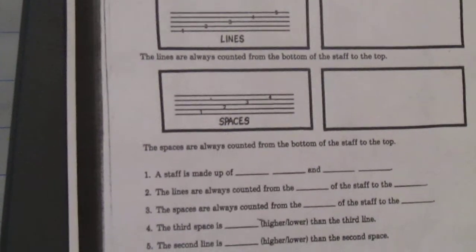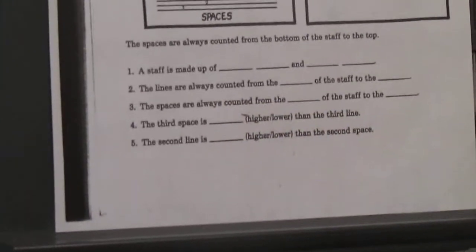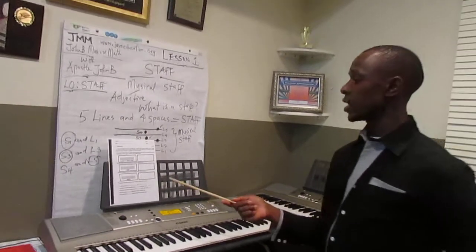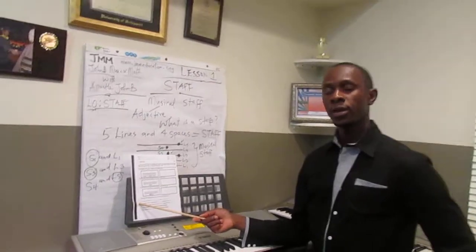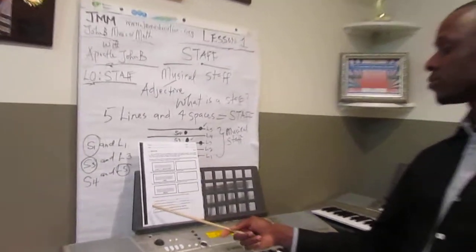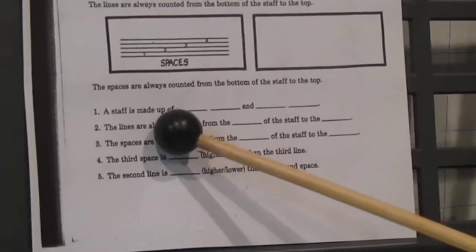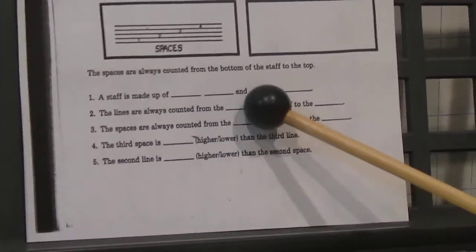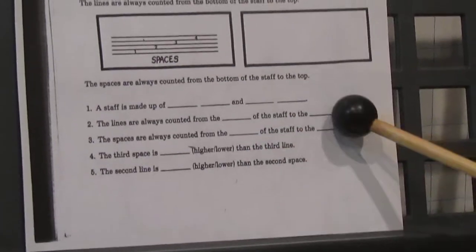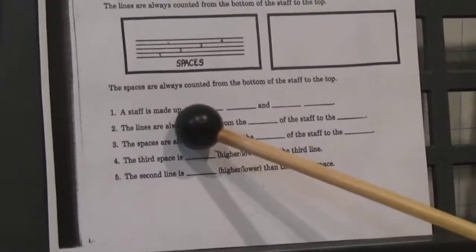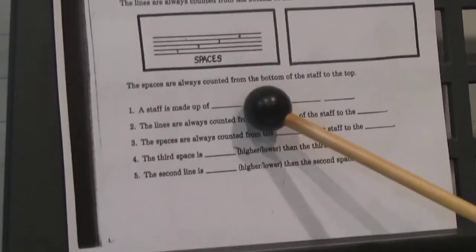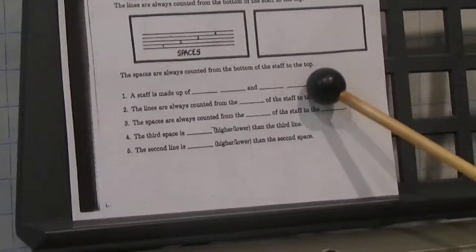And then let's recap everything we've learned. Number 1, what is a staff? What is a staff made up of? To answer that question, let's look at question 1 here. It says a staff is made up of, what do you think? A staff is made up of 5 lines and 4 spaces. Again, a staff is made up of 5 lines and 4 spaces.